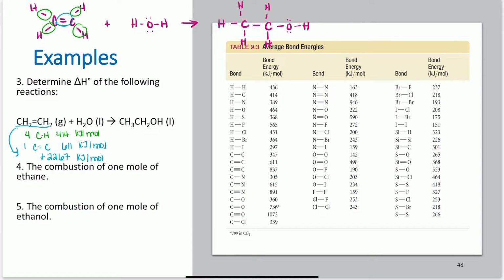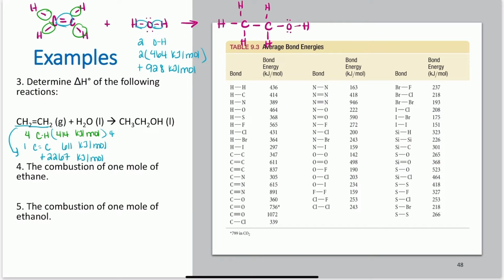Water, I've got 2 OH bonds, which is 464 kilojoules per mole, which is 928 kilojoules per mole for both bonds. So 2 times this times 4.